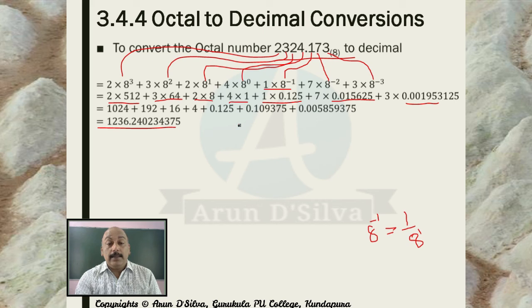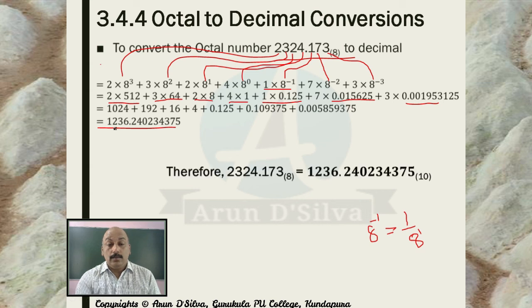Let me keep the final answer. Got it? So I told you, 2324.171 is an octal number. What is the decimal equivalent? 1236.240234375. Dear students, this is what I just explained. Please work it out. Make use of any rough sheet, work it out and see. Then only you will understand properly.